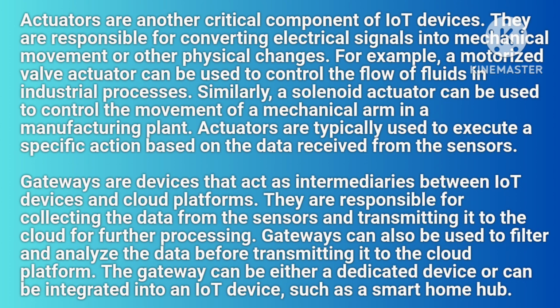Actuators are another critical component of IoT devices. They are responsible for converting electrical signals into mechanical movement or other physical changes. For example, a motorized valve actuator can be used to control the flow of fluids in industrial processes. Similarly, a solenoid actuator can be used to control the movement of a mechanical arm in a manufacturing plant. Actuators are typically used to execute a specific action based on the data received from the sensors.